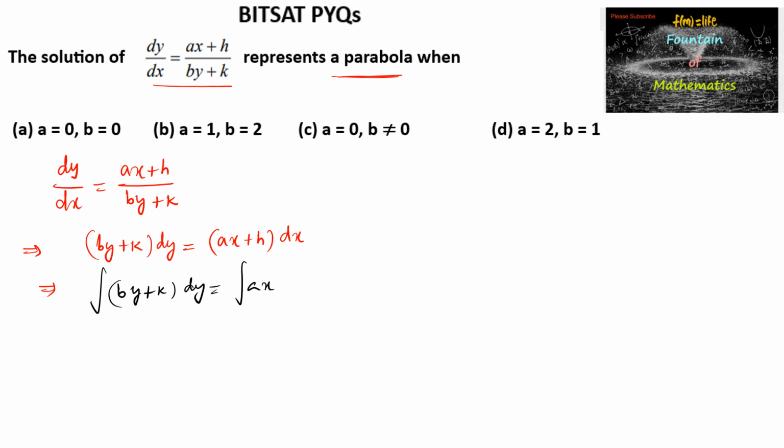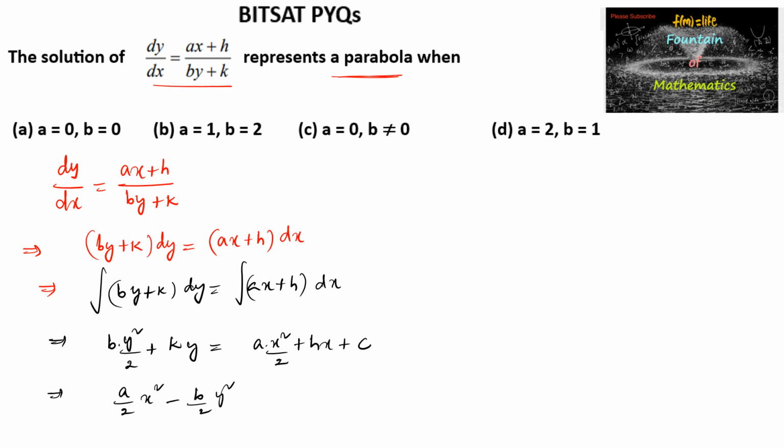integral of (by plus k) dy is equal to integral of (ax plus h) dx. So we can simplify and write b times integration of y is y square upon 2 plus integration of 1 dy is ky, is equal to integration of ax is a into x square upon 2 plus hx plus some constant c. So here we can write a upon 2 x square minus b upon 2 y square plus hx minus ky plus c is equal to 0.